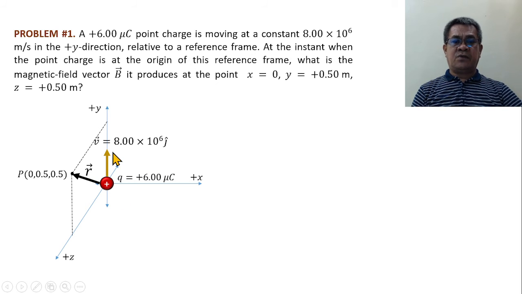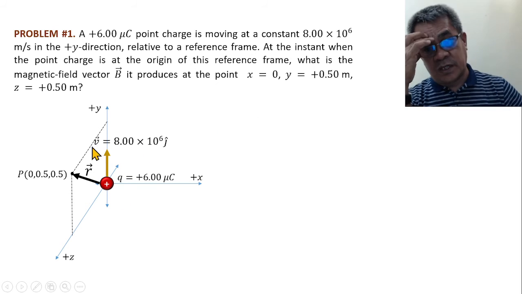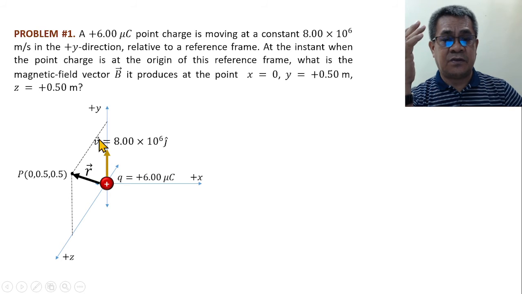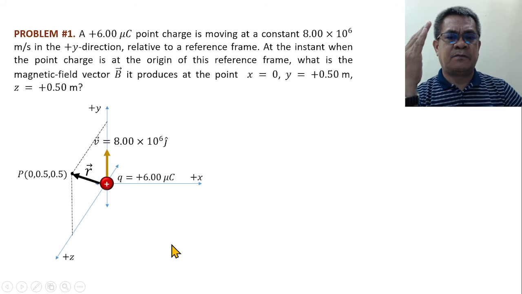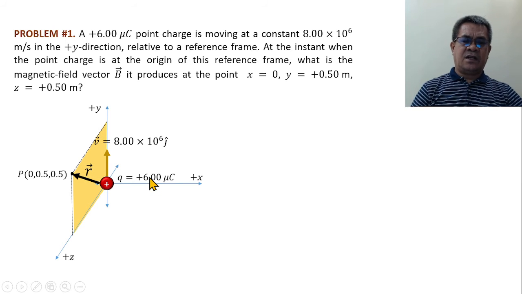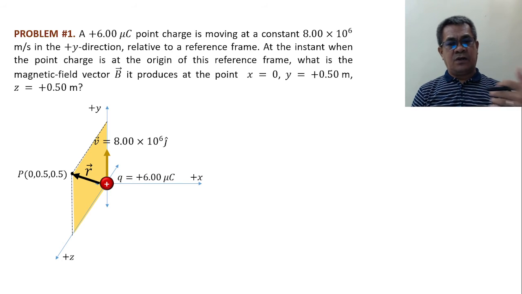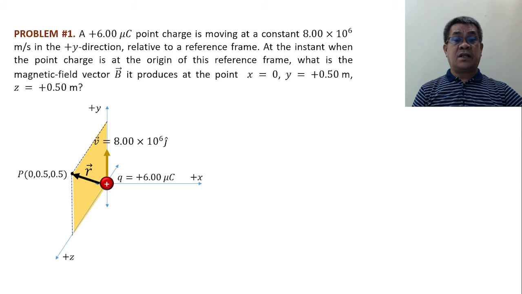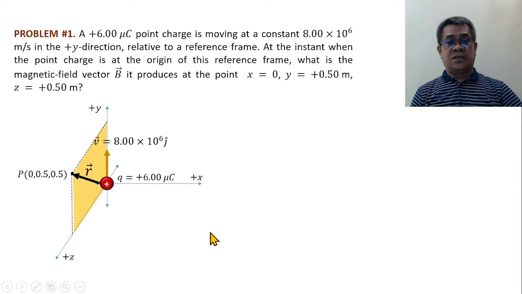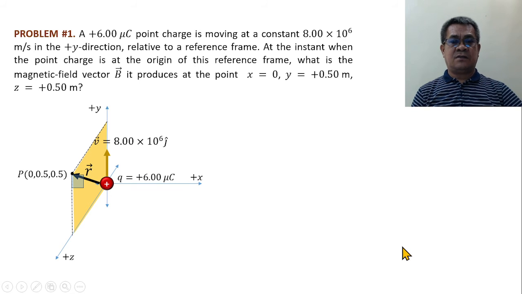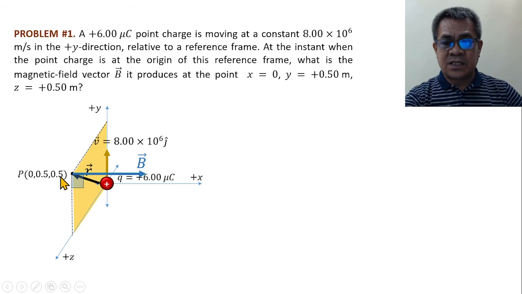And remember, the requirement of calculating the magnetic field is we need the velocity and the position. So velocity is already identified, and we have to find this vector. So we need that area. That area generates, no? Remember, perpendicular to that will be what? Will be our magnetic field. Okay, so take note that the charge travels along the y-axis. Okay, so normal to this area is our magnetic field.